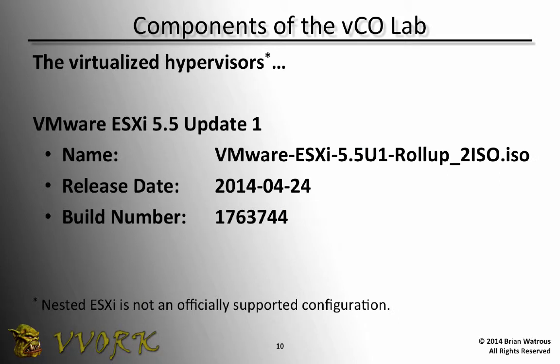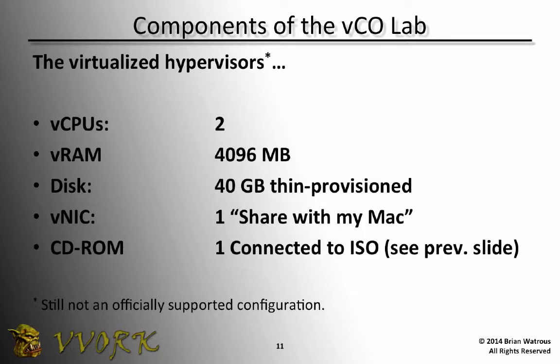As I said before, the ESXi hosts that we're going to be running in this lab environment are virtualized ESXi hosts. Specifically, they're running VMware ESXi 5.5 Update 1. And you can see in the slide here the ISO that we'll be downloading in the next video that will serve as the installation media for installing our ESXi hosts. Now, I will initially configure both hosts to have 2 virtual CPUs and 4 gigabytes of RAM. Additionally, each host will be equipped with a 40 gigabyte thin provision virtual disk.